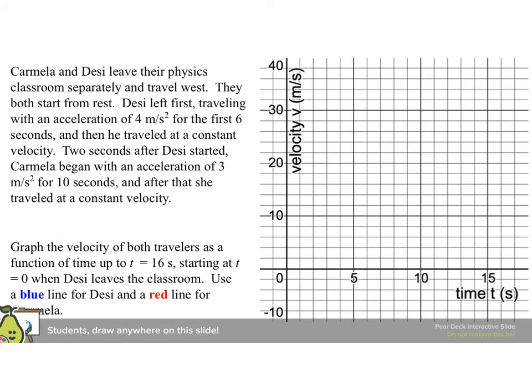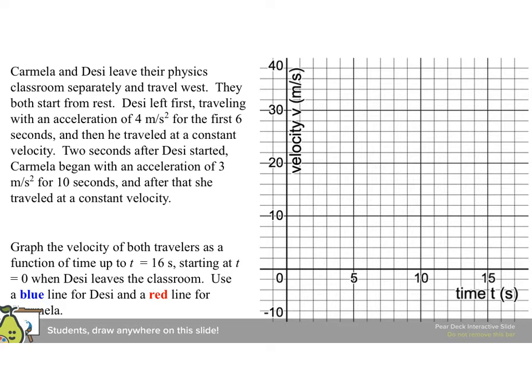Alright, Carmela and Desi leave their physics classroom separately and travel west. They are both starting from rest. Desi left first, traveling with an acceleration of 4 meters per second squared for the first 6 seconds, but then he traveled at constant velocity. 2 seconds after Desi started, Carmela began with an acceleration of 3 meters per second squared for 10 seconds, and after that she traveled at constant velocity. And we want to graph the velocity of both travels as a function of time up to 16 seconds, using t equals 0 when Desi leaves the classroom, making his line blue and her line red. So take a moment, maybe sketch it on the side, or at least in your mind's eye, figure out what you think it would look like, and then we'll see.